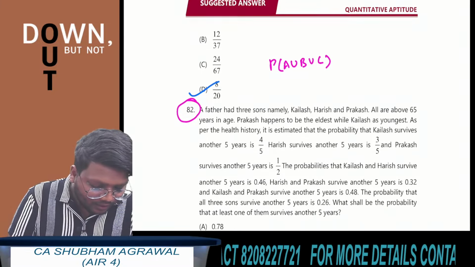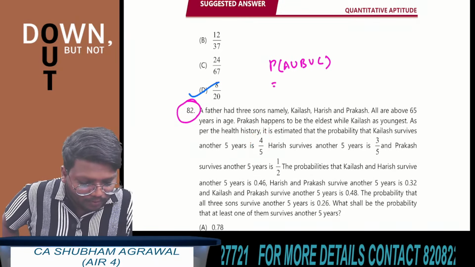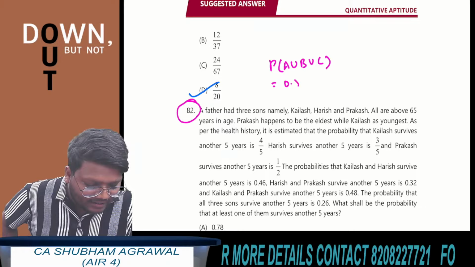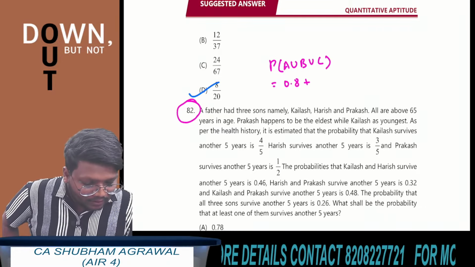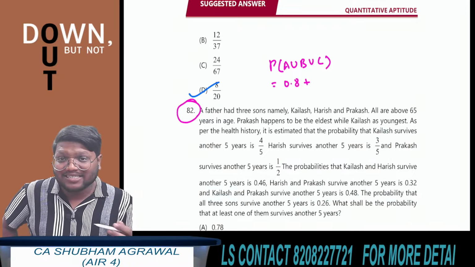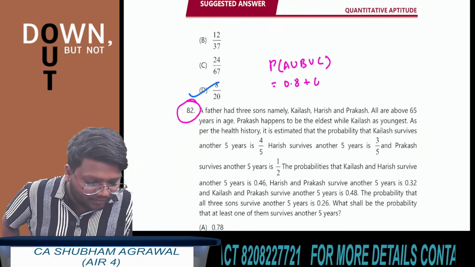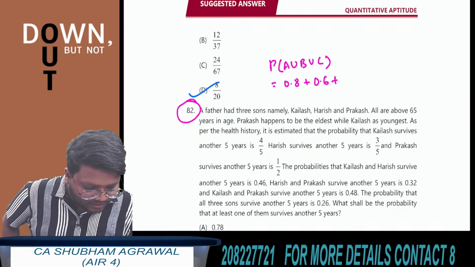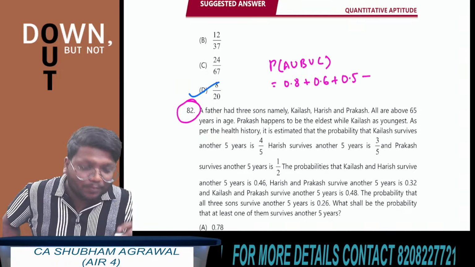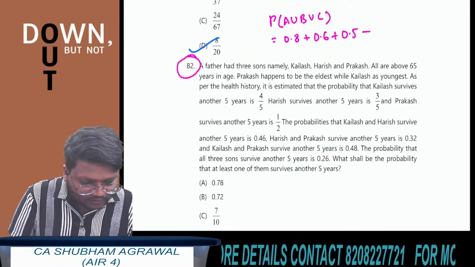So here what is probability of A? Probability of A means the probability that Kailash survives for another 5 years, which is 4 by 5. You can write it as 0.8. Plus probability of B is 3 by 5. Probability of B means the probability that Harish survives for another 5 years, which is 3 by 5, or 0.6. And probability of C is 1 by 2, which you can write directly as 0.5. Now minus probability of A intersection B. What is probability of A intersection B here? 0.46.